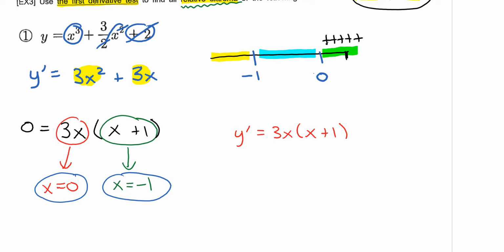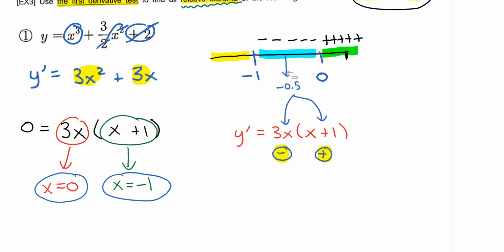For the blue region, I need to pick a number that's between -1 and 0. A number that could possibly work is -0.5. If I plug that over here, -0.5 plus 1 would give me a positive result. And if I plug in -0.5 over here, -0.5 times 3 would give me a negative result. If I take a negative and times it by a positive, then I would get a negative result. So the blue region would be negative. I can mark it in like that.